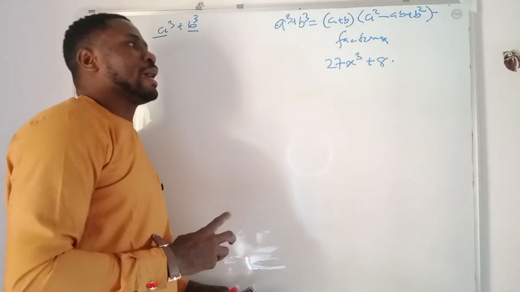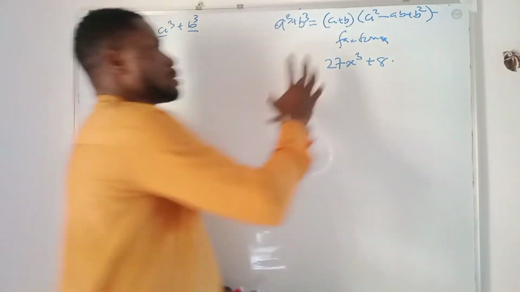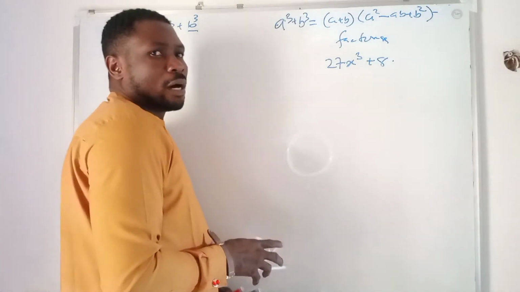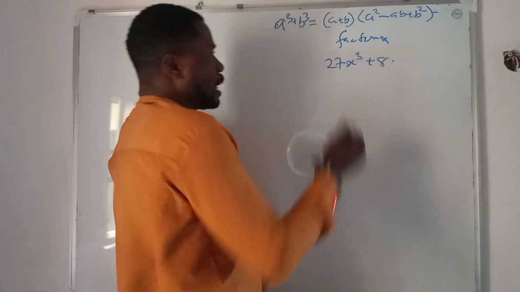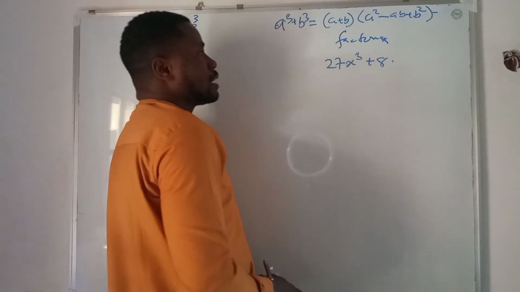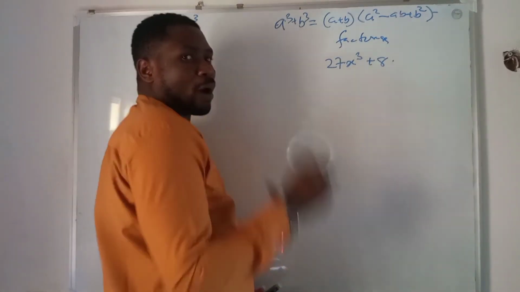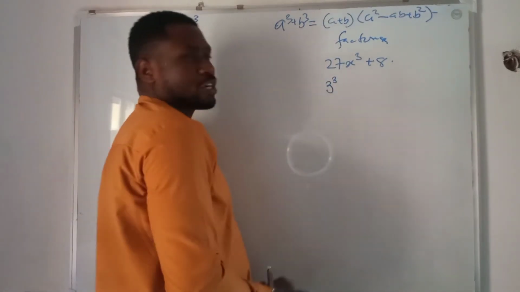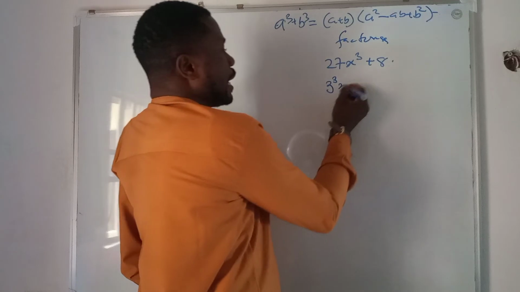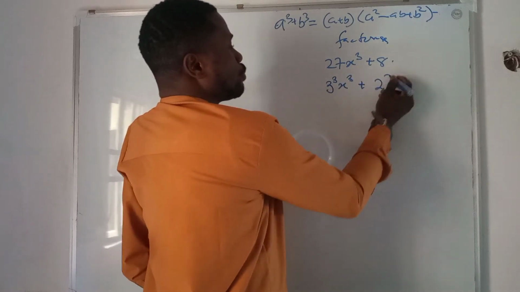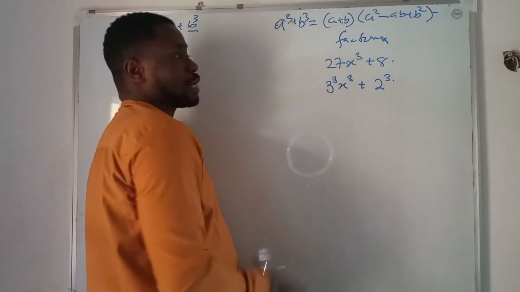So for you to go ahead and apply the sum of two cubes, you must write it in a proper way. Instead of writing 27, I will express it with a power of 3, so I will say 3 raised to power 3, because 3 raised to power 3 is 27. Then x raised to power 3. Then plus 2 raised to power 3, because 2 raised to power 3 is 8.